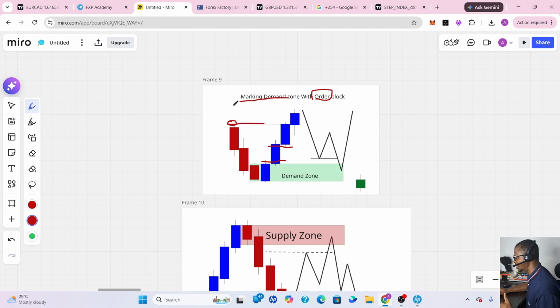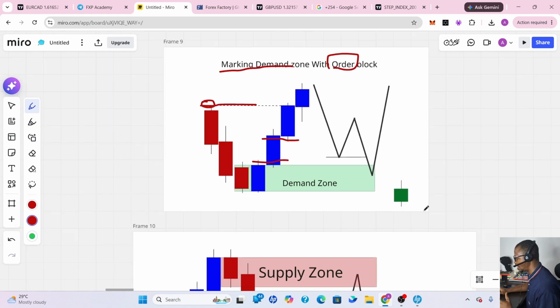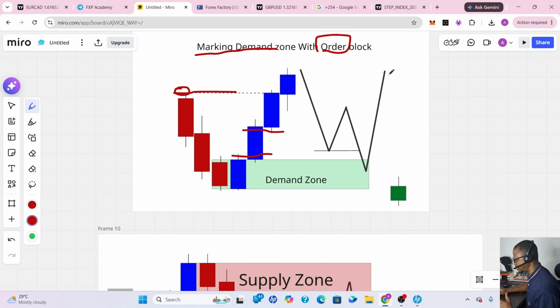The demand should give rise to a break of structure, you understand. So this validates this type of demand. So whenever price returns to this demand again, it will likely push up from this demand level, you understand. So you can see clearly that this demand meets all the standards. And where is the order block? This is the order block right here.